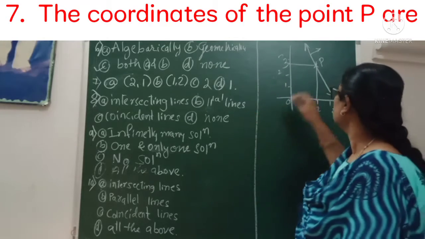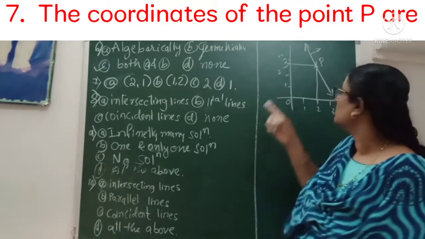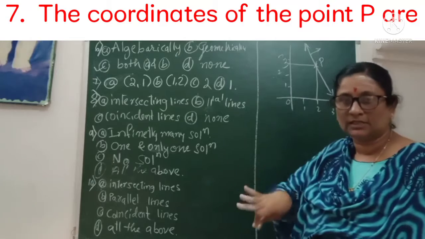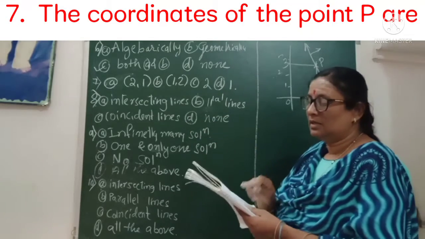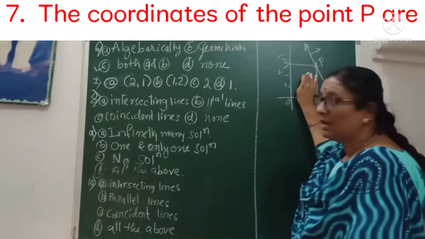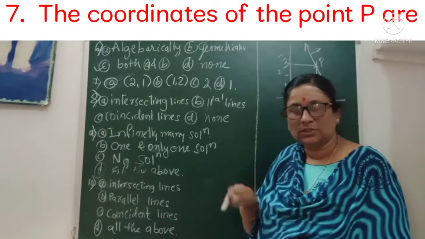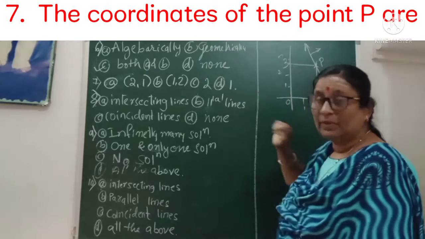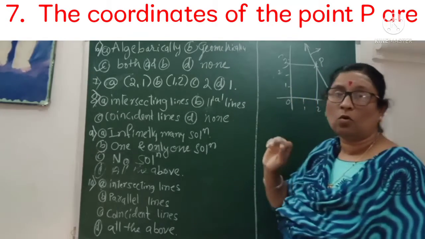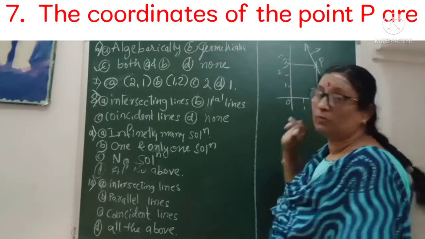In that case, if you are asked to find the values of x and y, something like this, they may twist the question. So what I have written here is that the coordinates of the point P are also called the solution of the linear equation, and at the same time you are asked to find the coordinates of the point P. You will be given something like this.